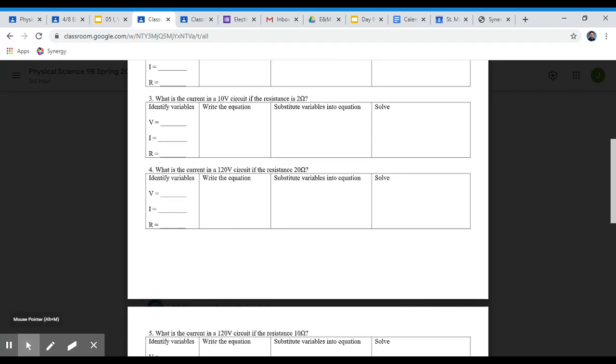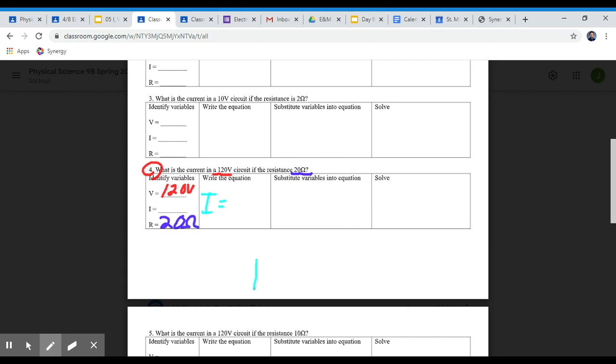Okay, let's solve for current. What is the current in a 120 volt circuit? Sorry, I'm looking at number 4, by the way. What is the current in a 120 volt circuit if the resistance is 20 ohms? Well, identify your variables. I have 120 volts. It's going to go under voltage. And I have a resistance, 20 ohms. That's going to go there.